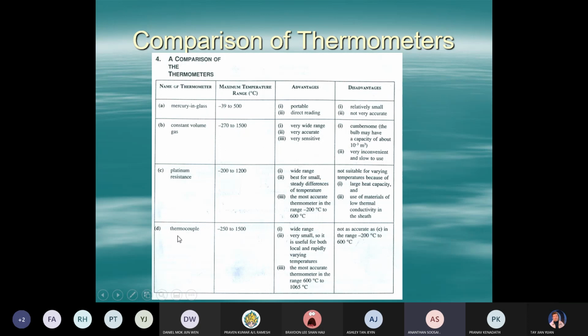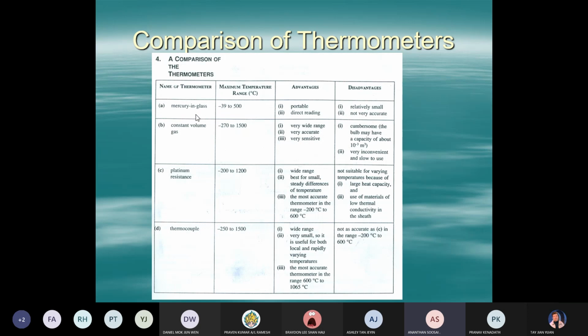Out of all the thermometers, the least accurate is mercury in glass. The doctor uses a less accurate thermometer because he just wants a rough temperature of the body. The other three are more accurate than mercury in glass. So this is the advantage and disadvantage for mercury in glass. What is the thermometric property used? The length of the mercury column.